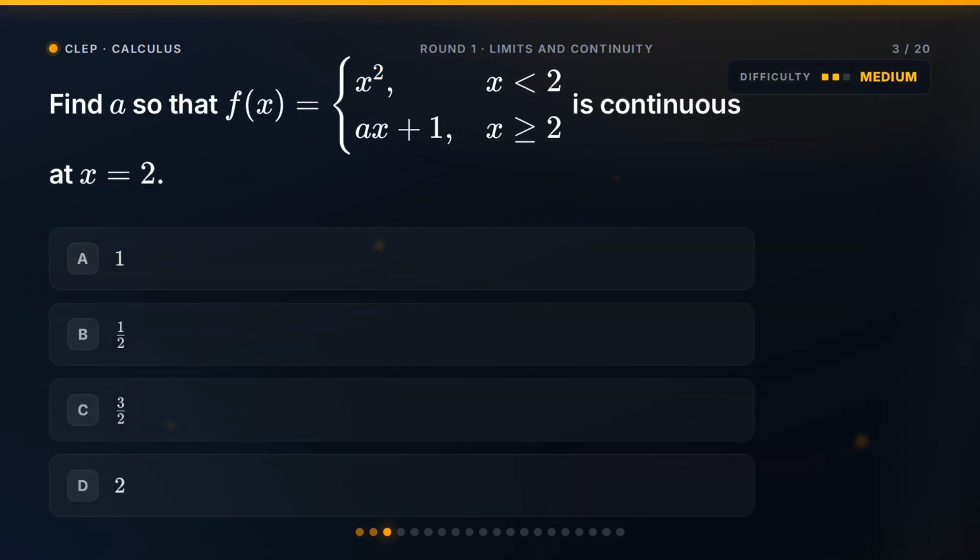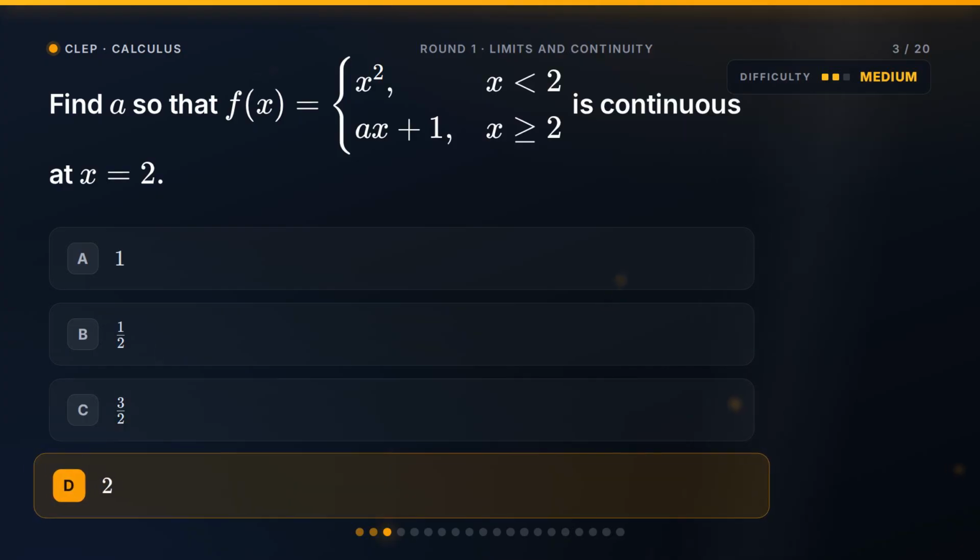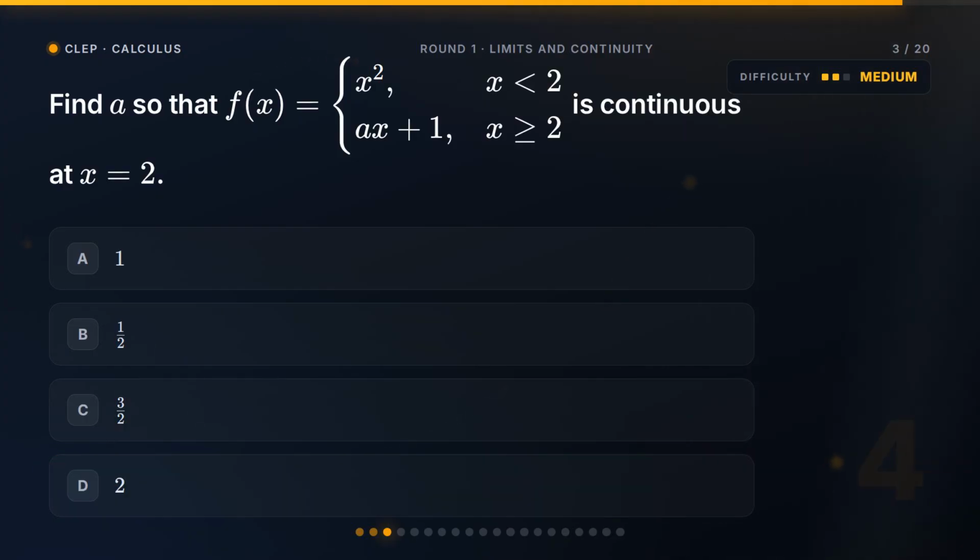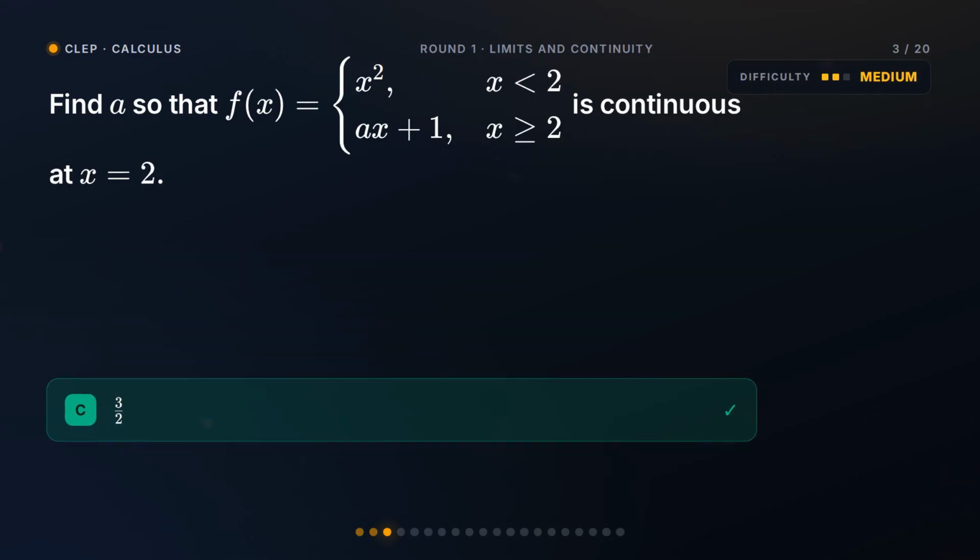Question 3. Find the value of a that makes the piecewise function f of x continuous at x equals 2, where f equals x² for x less than 2 and a times x plus 1 for x at least 2. A, 1. B, 1/2. C, 3/2. D, 2. The answer is C, 3/2.